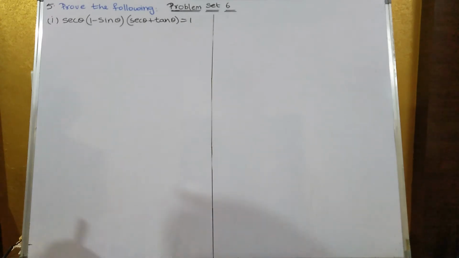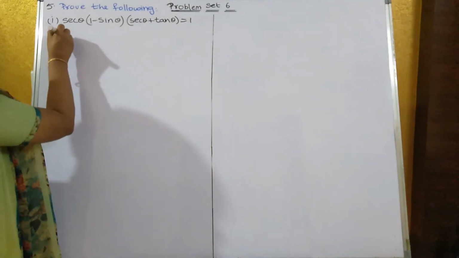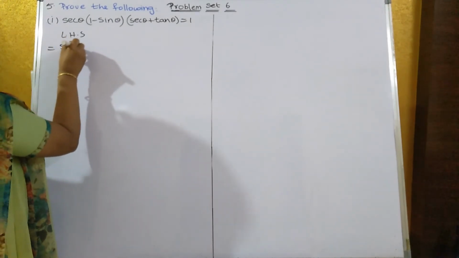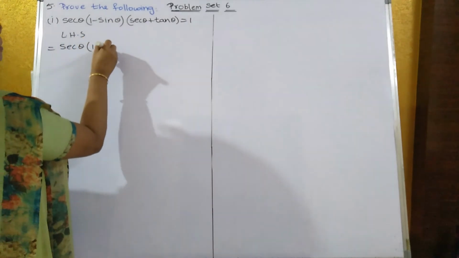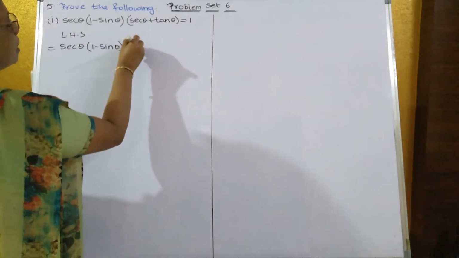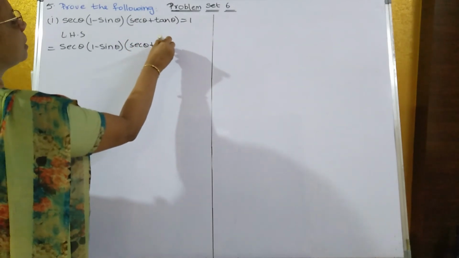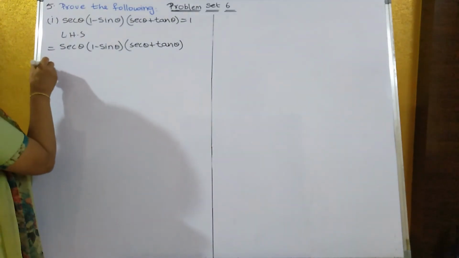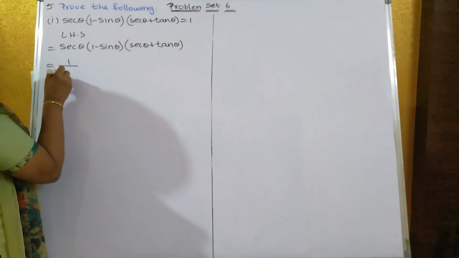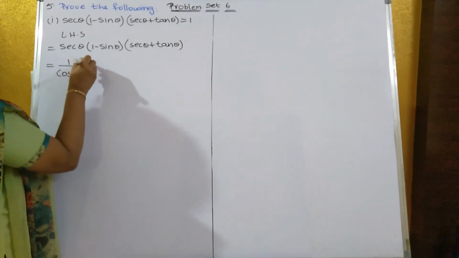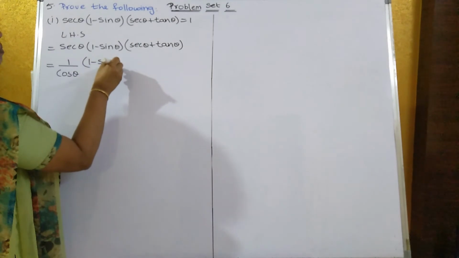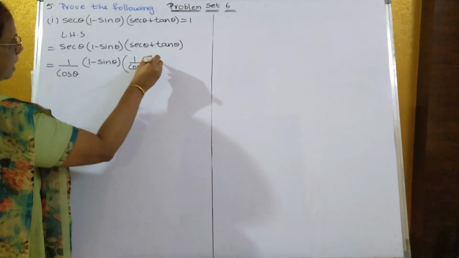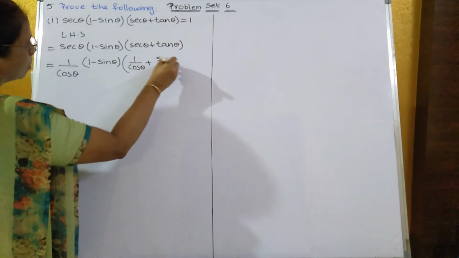Now fifth one, prove the following. The first sum they have given: sec theta into 1 minus sine theta into sec theta plus tan theta. This we have to prove that it is equal to 1. So this is LHS. Now what is sec theta? Sec theta is 1 upon cos theta. 1 minus sine theta will remain as it is, and sec theta is what? 1 upon cos theta, plus tan theta is what? Sin theta upon cos theta.